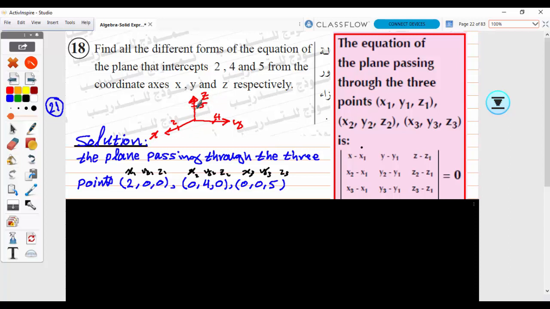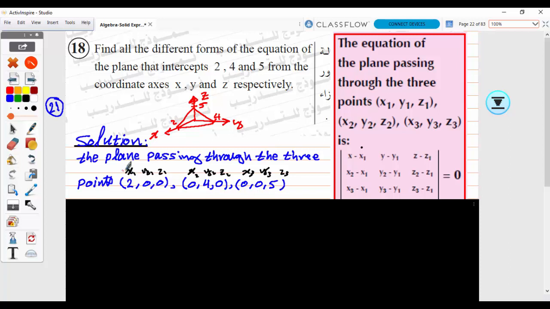So the required plane is passing through the 3 points. The first point is (2, 0, 0). The second point is (0, 4, 0). The third point is (0, 0, 5). Now the requirement is to find the equation of the plane which passes through the 3 points (2, 0, 0), (0, 4, 0), and (0, 0, 5).